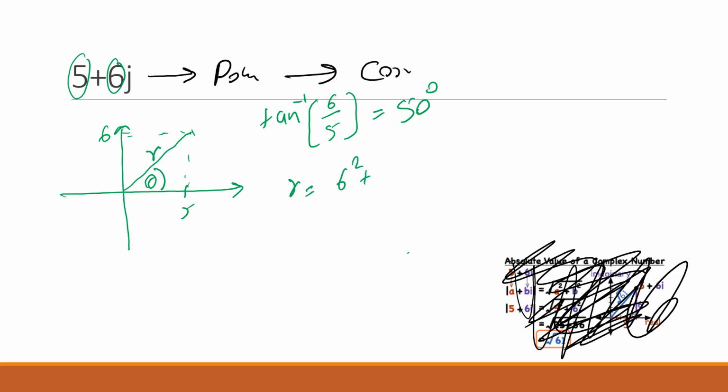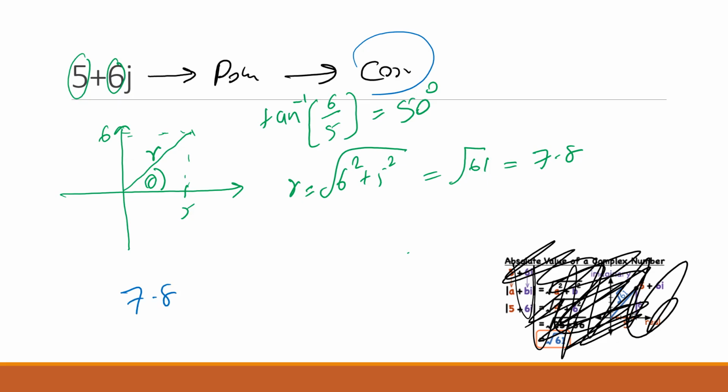6 squared plus 5 squared, square root of it. What is it? 7.8. Do we all get that? Okay, so how do we convert it to the cosine signal? That will be 7.8 cos omega t, we don't know, but we have a positive 50. Agree? So this is positive because whenever you measure the angle towards the counterclockwise direction, your angle is positive.